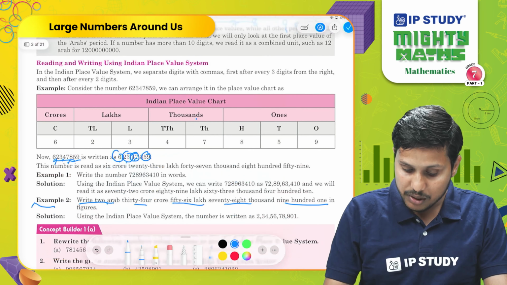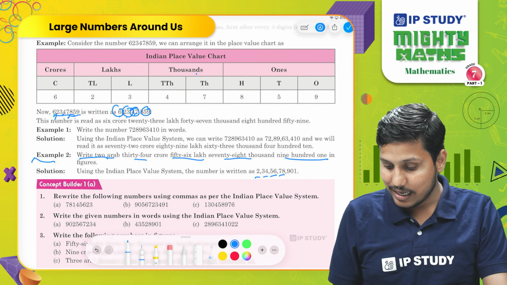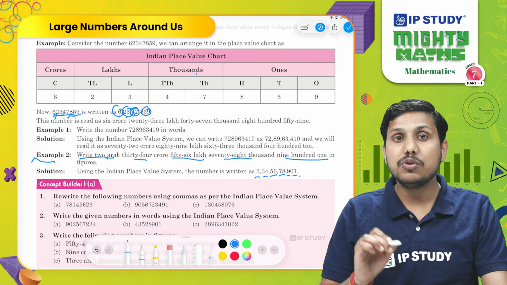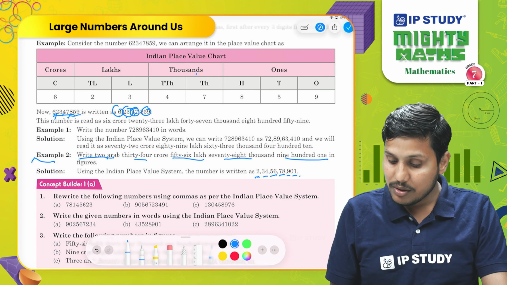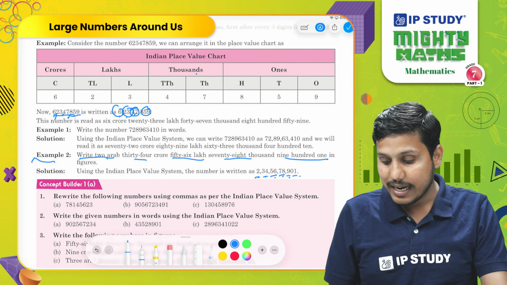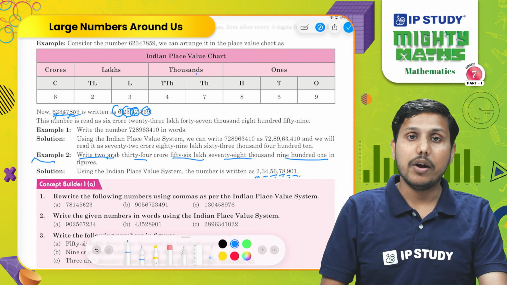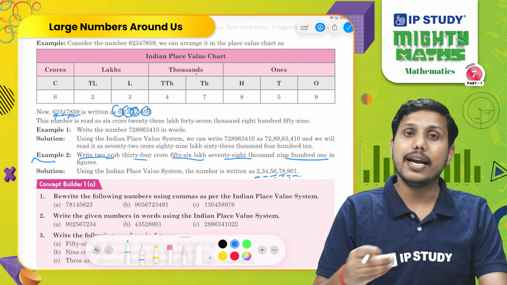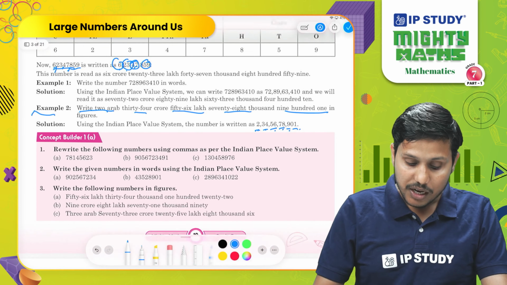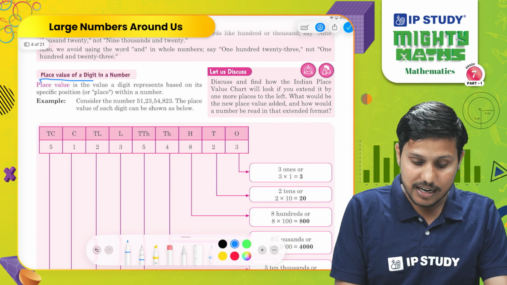And the numbers will look like this: 2, 3, 4, 5, 6, 7, 8, 9, 0, 1, which we can read as 2 arab, 34 crore, 56 lakh, 78,901. So the Indian place value system allows us, or helps us, to read and write numbers. Okay. Now moving to the next part, place value of a digit in a number.